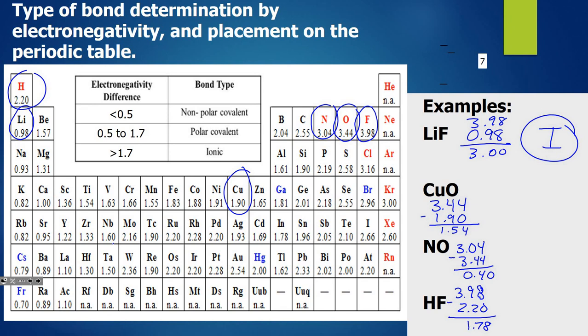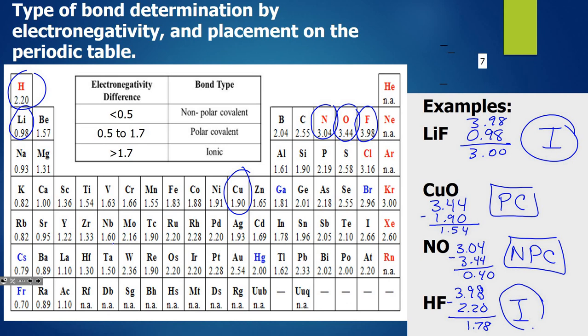Okay. What type would copper 2 oxide be? I heard nonpolar, I heard polar. This one is polar covalent. Okay, what about nitrous oxide, or nitrogen monoxide? Nonpolar. Good. Nonpolar covalent. Okay, and what about HF? That one is ionic.